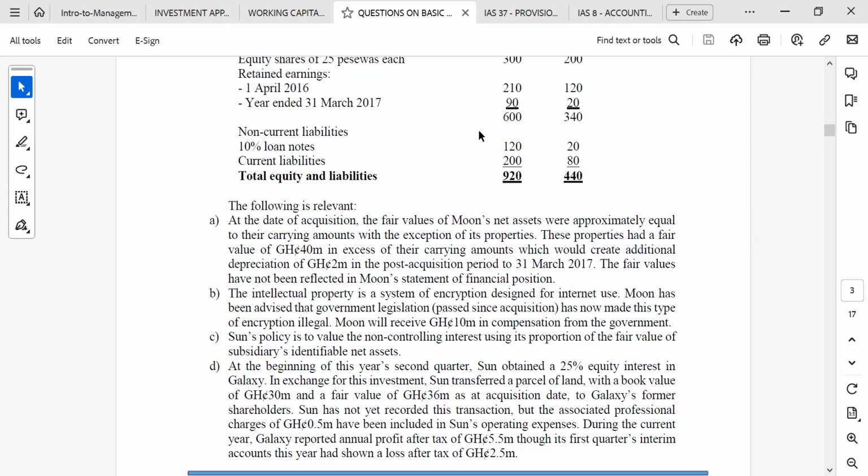Unless the question is saying that at the date of acquisition, the intellectual property is seen to be illegal as a result of government legislation being passed. So at that date, the intellectual property will be only 10.